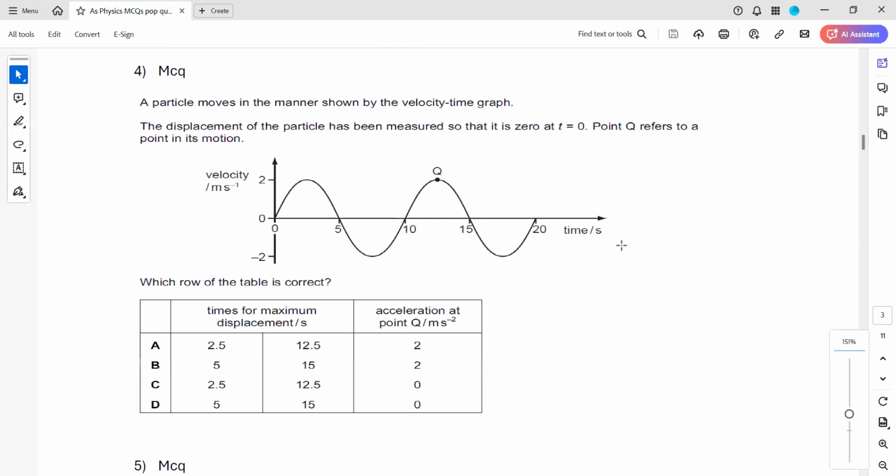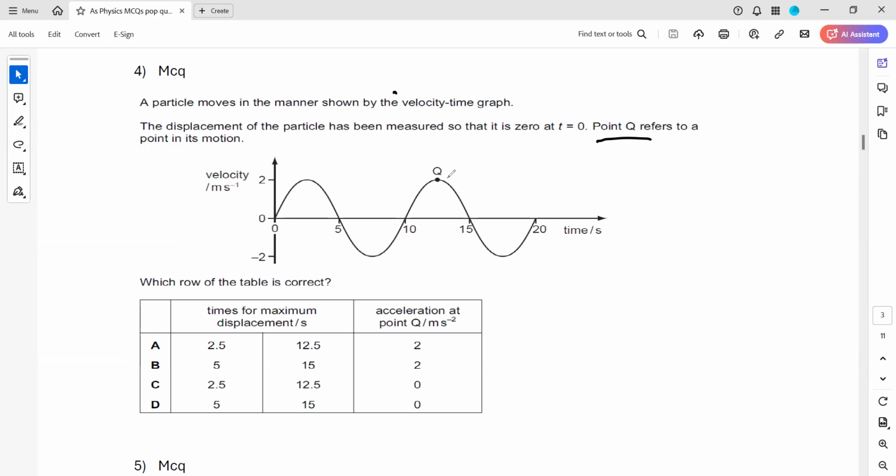In question 4, the particle moves in a manner as shown by the velocity time graph. The displacement of the particle has been measured so that it is 0 at time t equals 0. And point Q refers to a point on its motion. Which row in the table is correct?